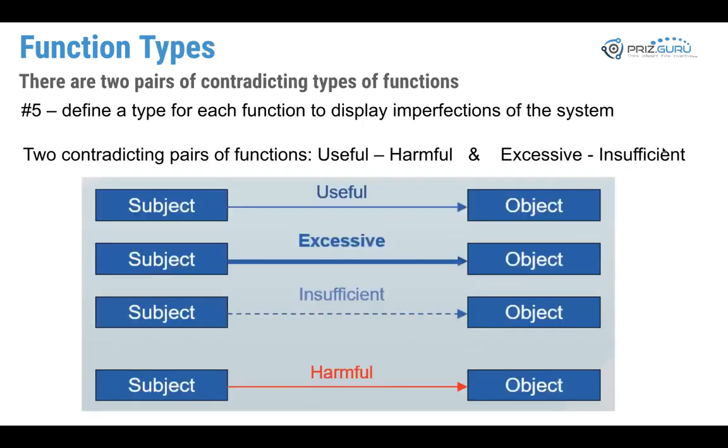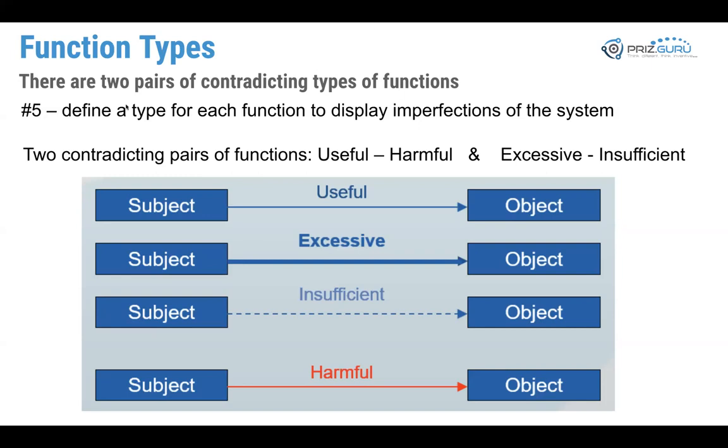Okay, let's continue with the types of functions. There are 4 different types of functions, and they can be represented in pairs, right? So first of all, a useful function is the function that a particular component is built for, and it's performing as expected and creating that useful function. For example, the engine is spinning the wheel eventually, right? That's a useful function that it's been built for.